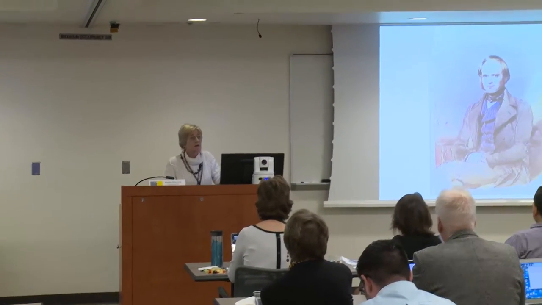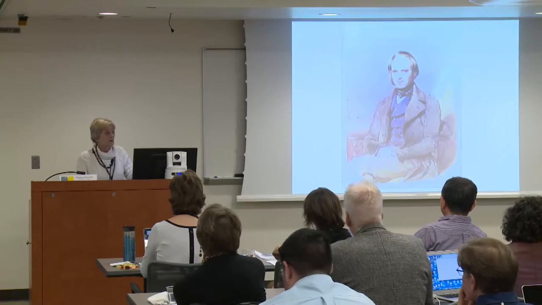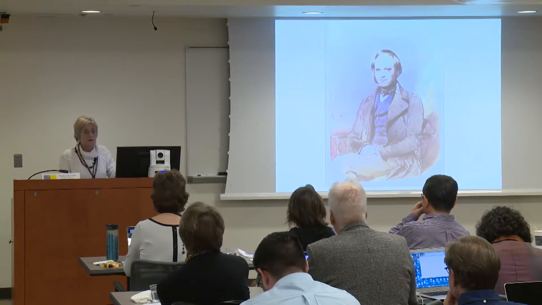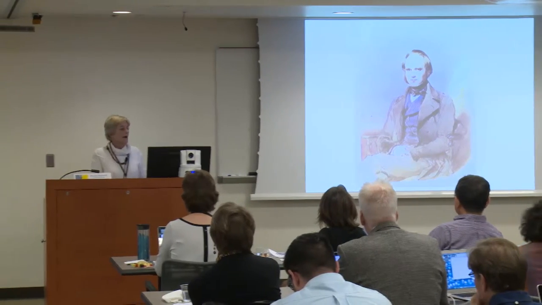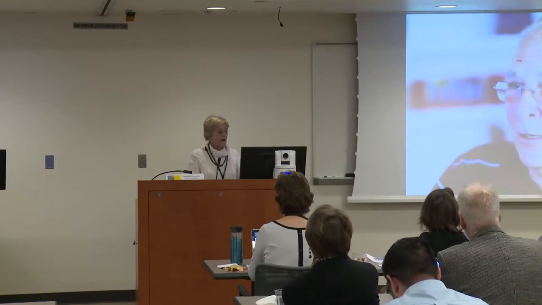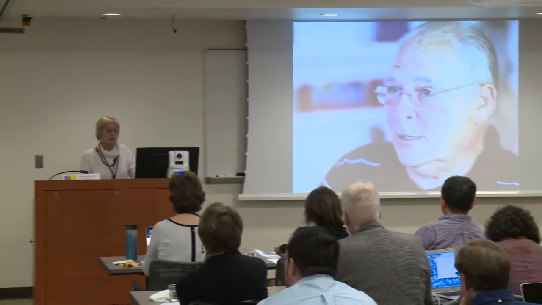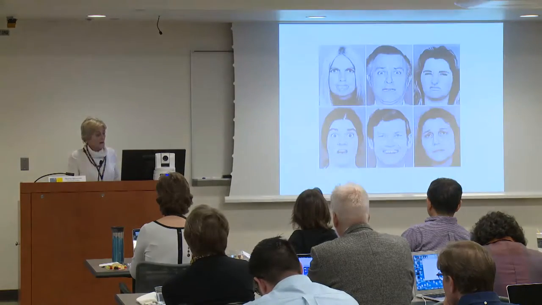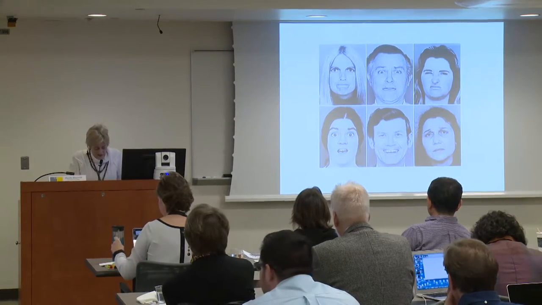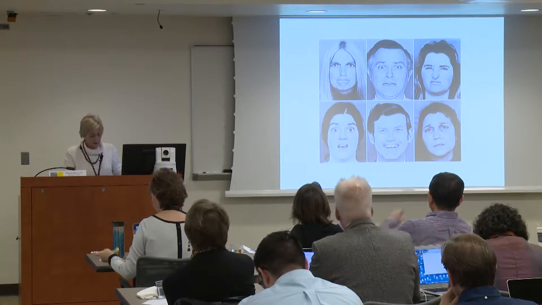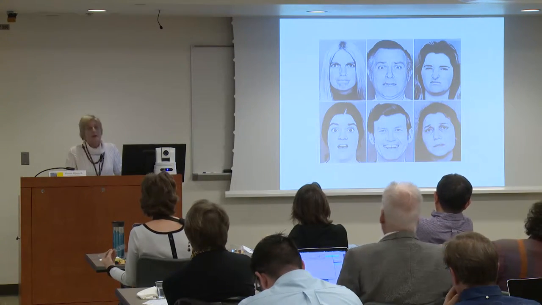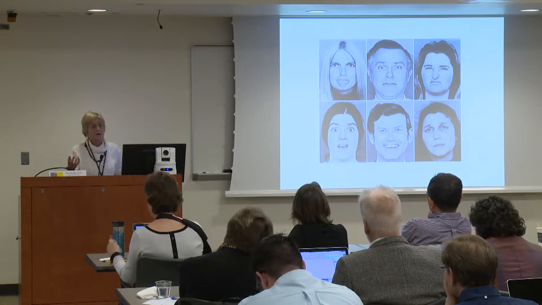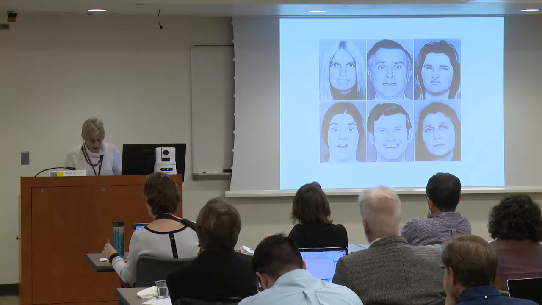Categorical theories in modern times began with Darwin. I thought you might like to see Darwin as a younger person than he usually is. And Paul Ekman's theory is perhaps the most well-known. According to this, these are Ekman's faces. And the original idea was that there are separate neural programs for discrete, categorically distinct emotions.